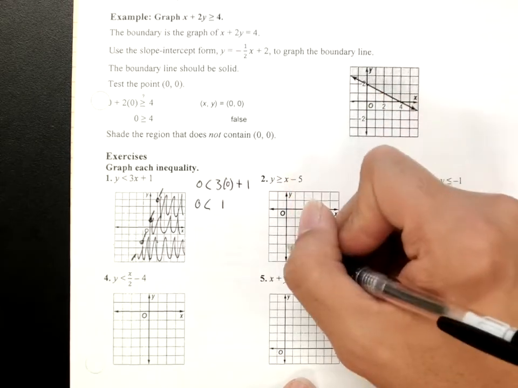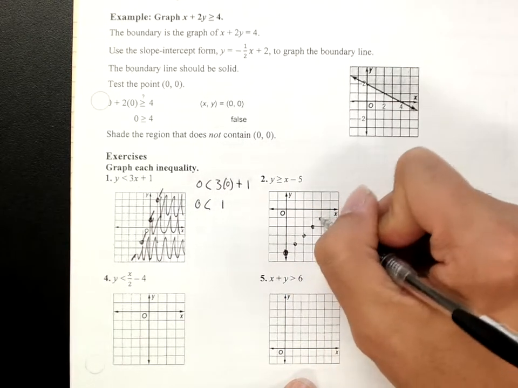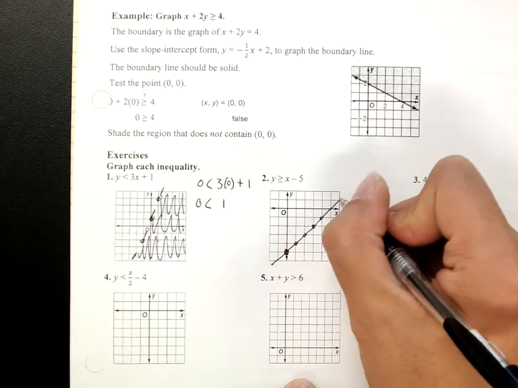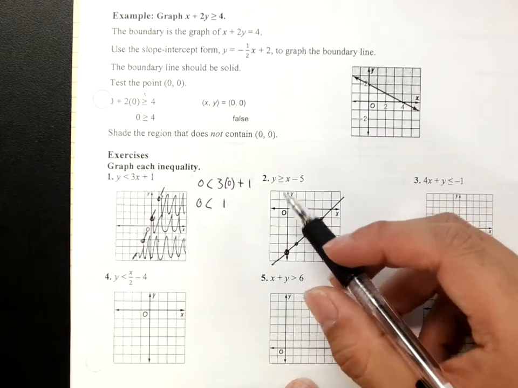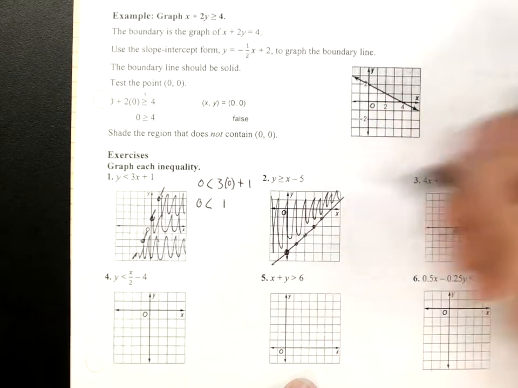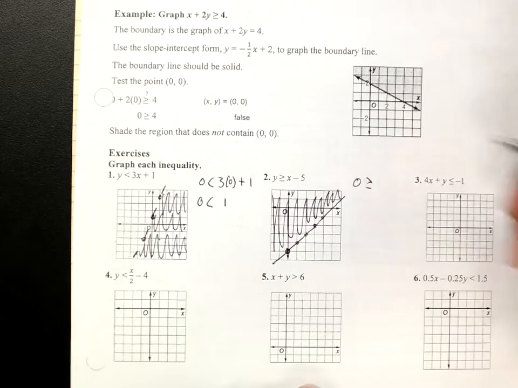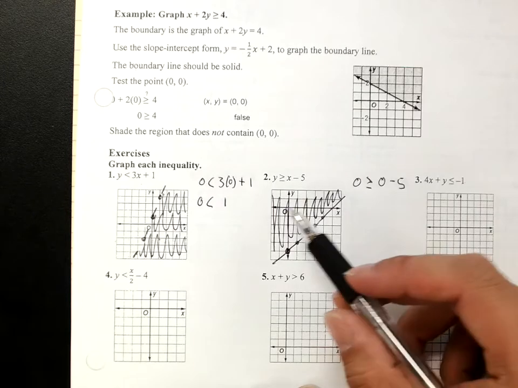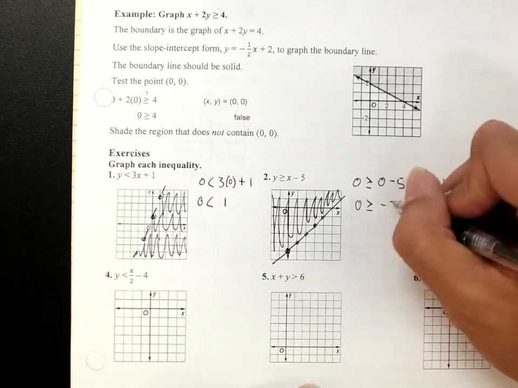So, negative 5, I'm going to start right here, and it's going to be a solid line because I have greater than or equal to, and if it's greater than, I'm going to shade over here. Just so you guys can trust me, if you plug in 0 for x and y, 0 is definitely greater than or equal to negative 5.